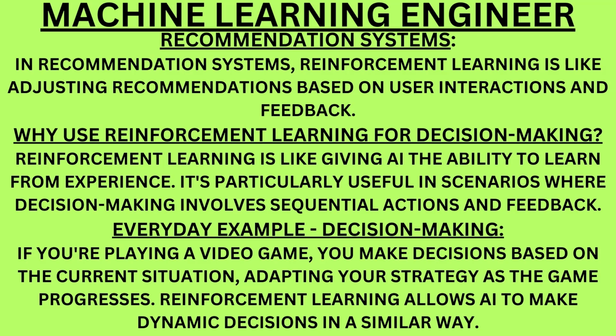Why use reinforcement learning for decision making? Reinforcement learning is like giving artificial intelligence the ability to learn from experience. It's particularly useful in scenarios where decision making involves sequential actions and feedback. Everyday example, decision making. If you are playing a video game, you make decisions based on the current situation, adapting your strategy as the game progresses. Reinforcement learning allows artificial intelligence to make dynamic decisions in a similar way.